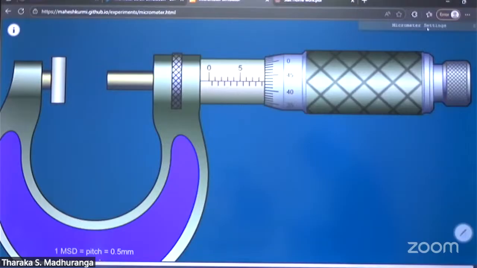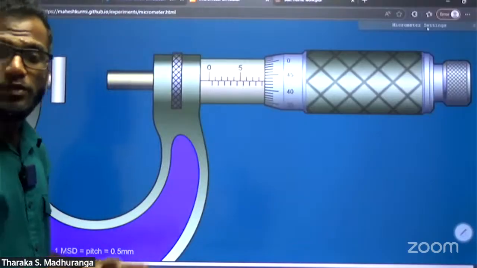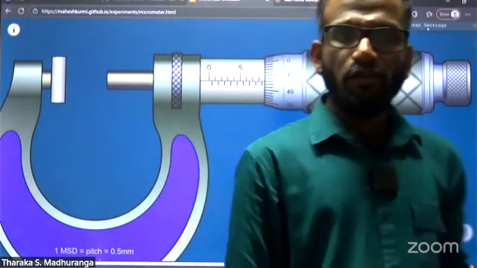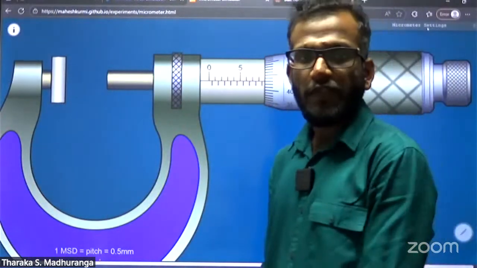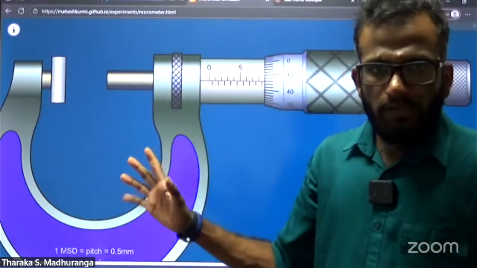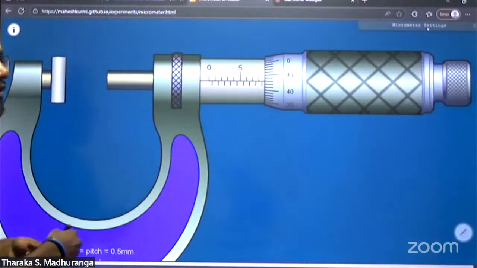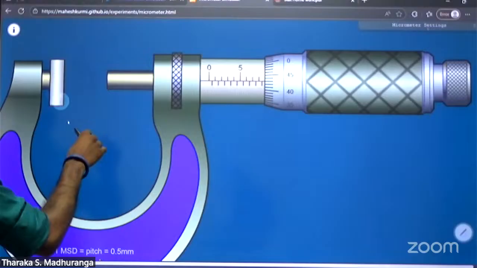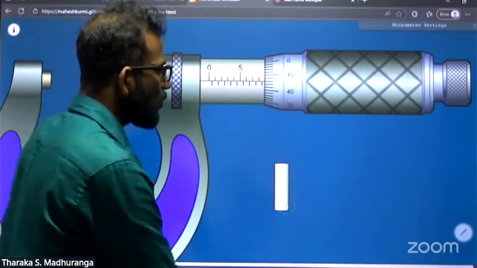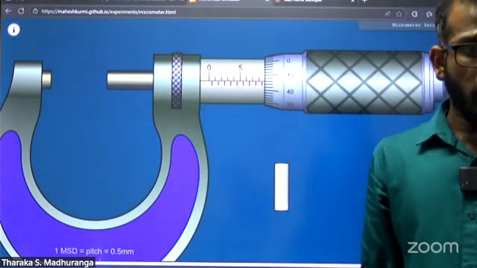Okay, first of all, I'm going to check the zero error of the micrometer screw gauge, to see if there is any zero error or not. First, I need to remove all objects between the anvil and spindle.